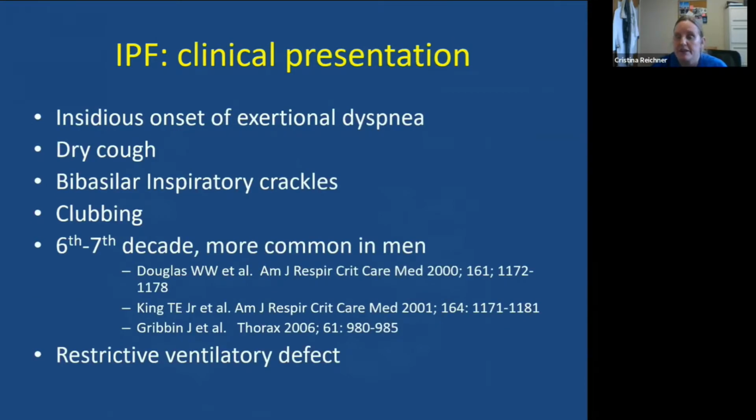They present fairly nonspecifically, right? It's sort of progressive dyspnea on exertion. They can have a dry cough. Sometimes when they go to their internist or any other provider, they'll hear some crackles at the bases bilaterally. They may or may not have clubbing. And again, it usually presents in older men, so 6th to 7th decade, and more common in men. And when you do PFTs, just like our patient had, they will have a restrictive ventilatory defect, and then their gas exchange will also be low.